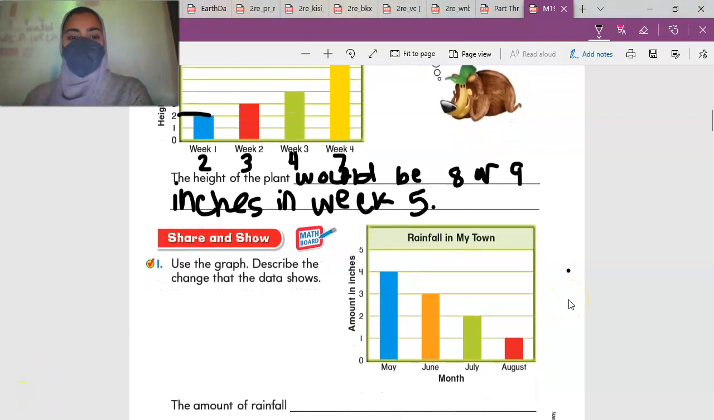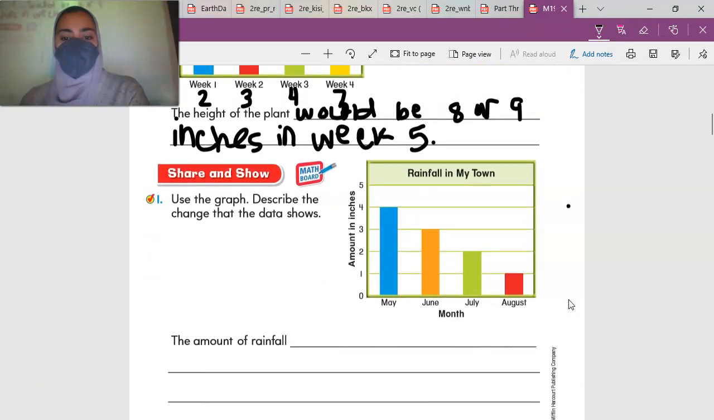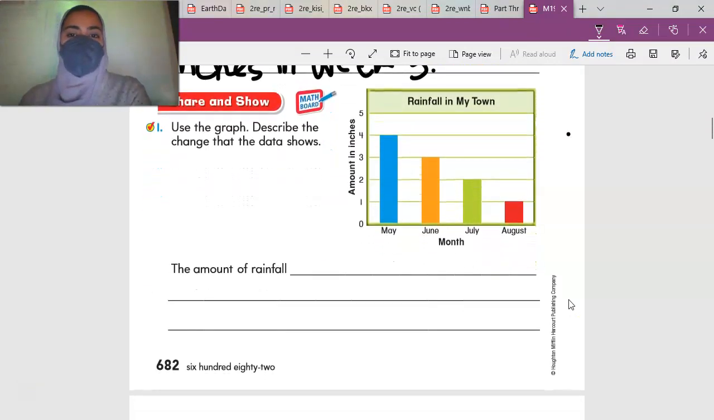All right, it says use the graph, describe the change the data shows. So looking at this graph, the title of the graph is what? Rainfall in my town. So how much rain falls in the town? And they're measuring how much rain falls in their town each day, each week, or each month. Each month, look at the bottom, it says month. They're measuring 4 months, May, June, July, and August. Are the numbers on the number scale inches or centimeters or what? Inches. It says amount in inches.